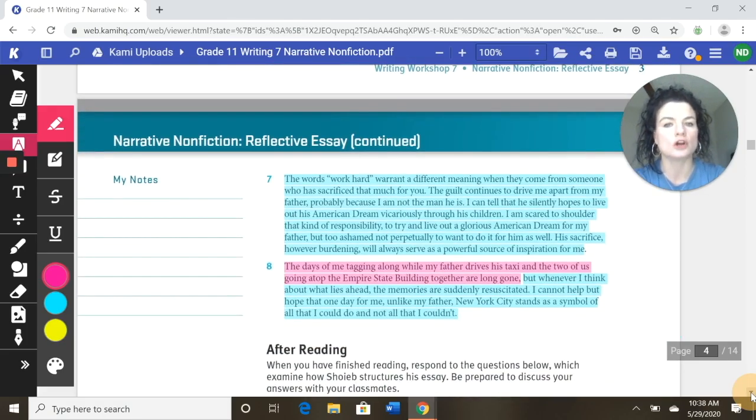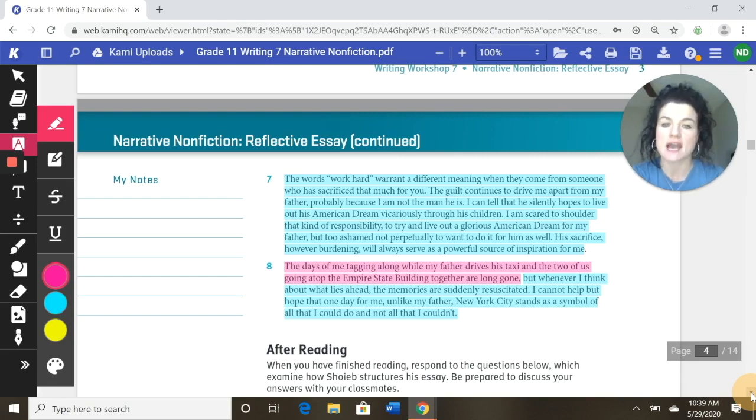The words hard work warrant a different meaning when they come from someone who has sacrificed that much for you. The guilt continues to drive me apart from my father, probably because I am not the man he is. I can tell that he silently hopes to live out his American dream vicariously through his children. I am scared to shoulder that kind of responsibility, to try and live out a glorious American dream for my father, but too ashamed not perpetually to want to do it for him as well. His sacrifice, however burdening, will always serve as a powerful source of inspiration.